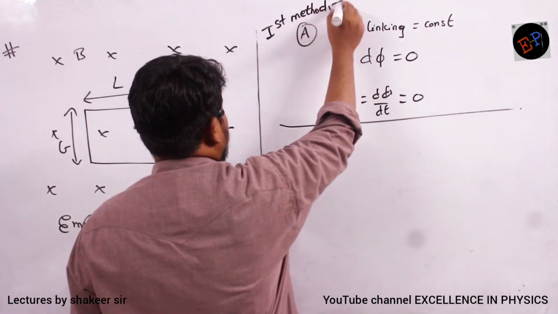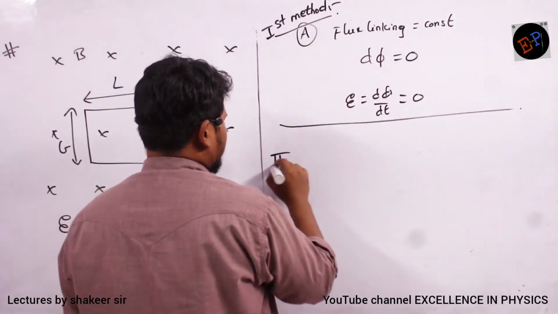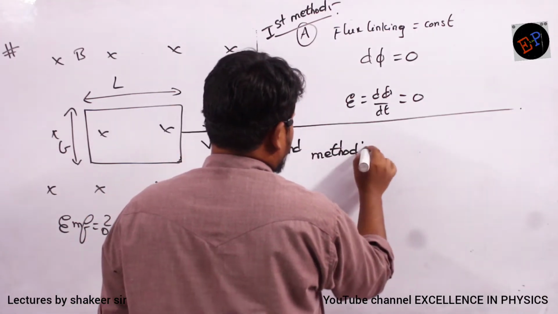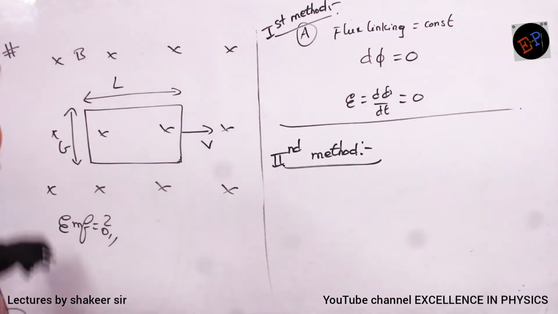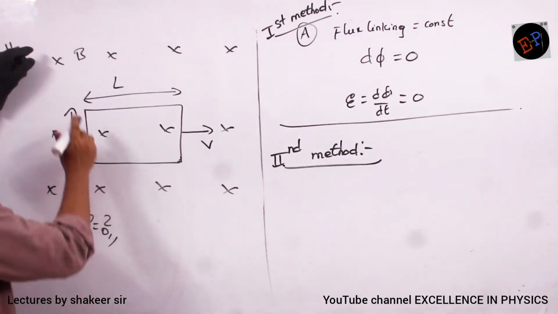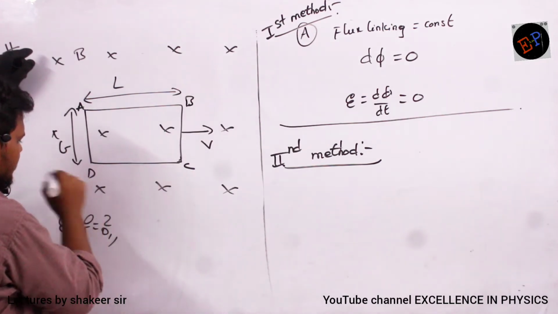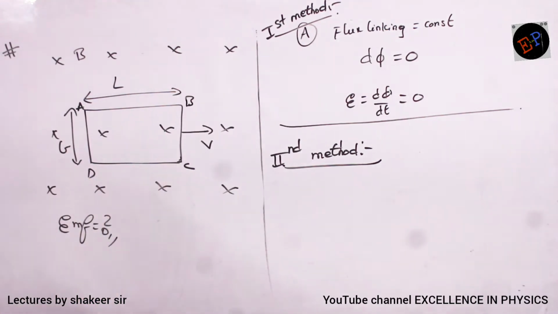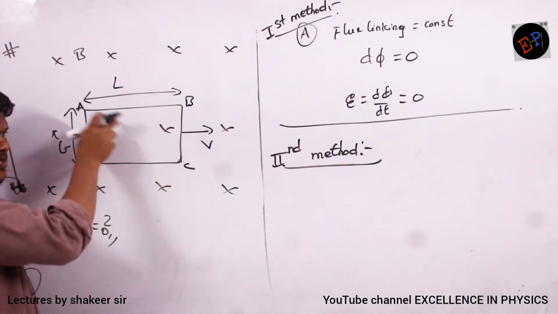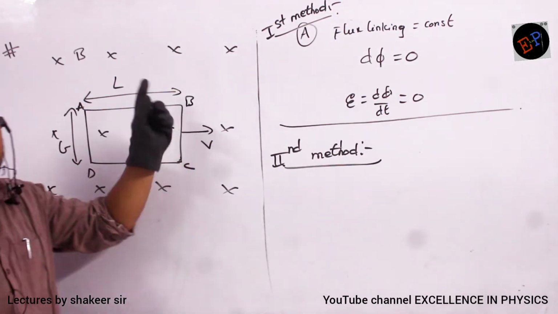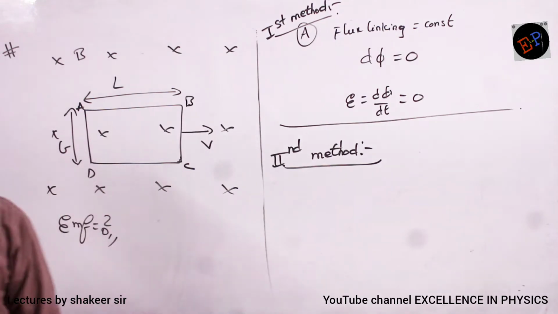Now we will try to understand this by the second method, which is called motional EMF. Here I will divide this figure into four parts: A, B, C, D. Now what about AB? It is also moving with velocity v, no? But can this AB cut the flux or not? It cannot cut the flux.